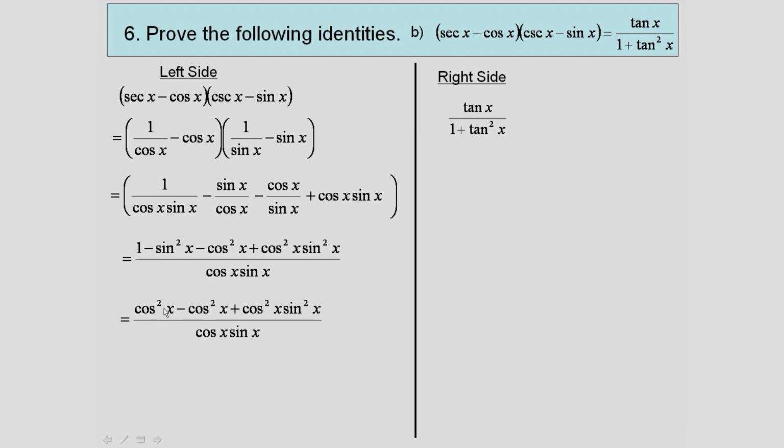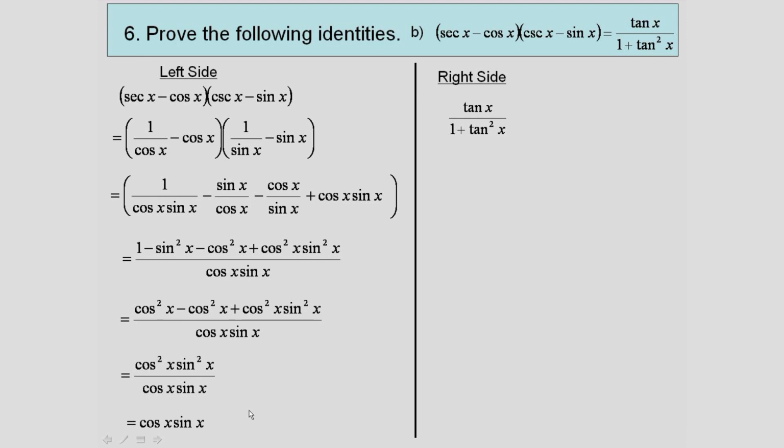The nice thing there is, look what you get. Cos squared minus cos squared. That's 0. We don't have to write it anymore. We're left with cos squared sine squared over cos x sine x. Okay? And we can actually divide here. Cos squared divided by cos x, sine squared divided by sine x. We can do a little bit of simplification, leaving us with just cos x sine x. We are not going to get any simpler than that.